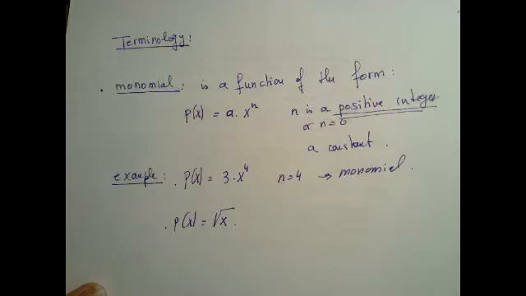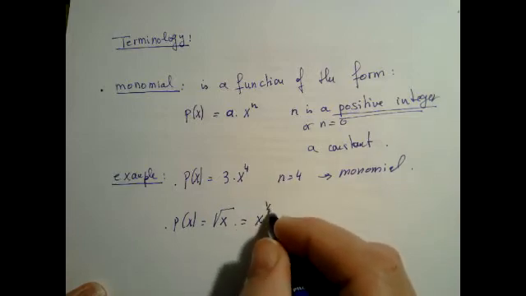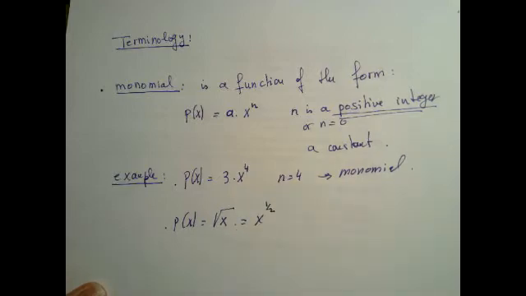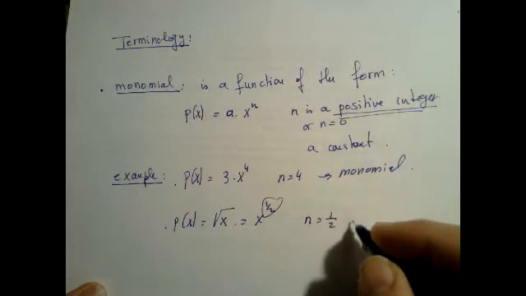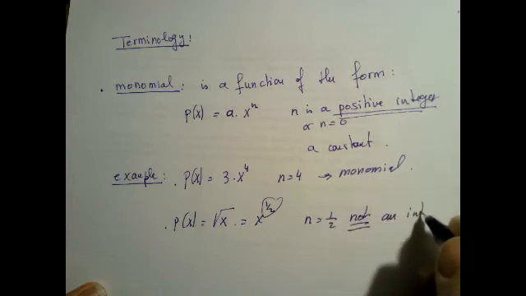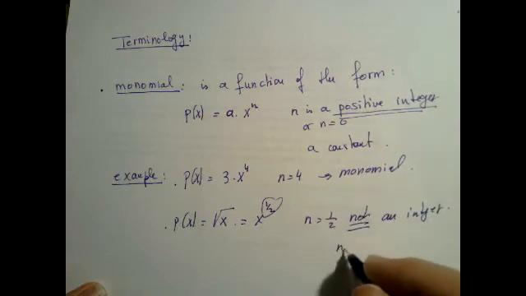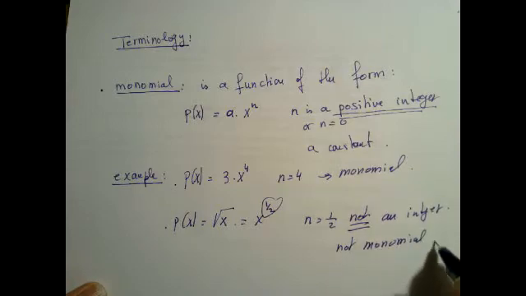It's not an integer. Absolutely correct, because this is x to the power a half. A half is not an integer. So the power here is a half, which is not a positive integer. So not a monomial. Monomials are a very specific type of expression.